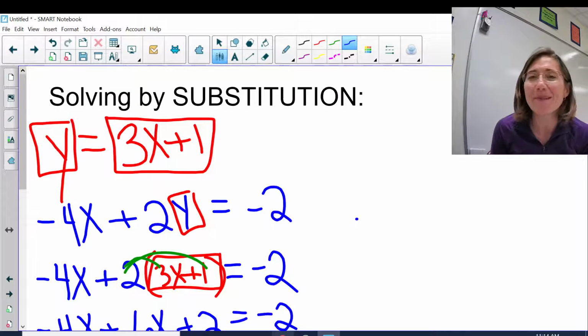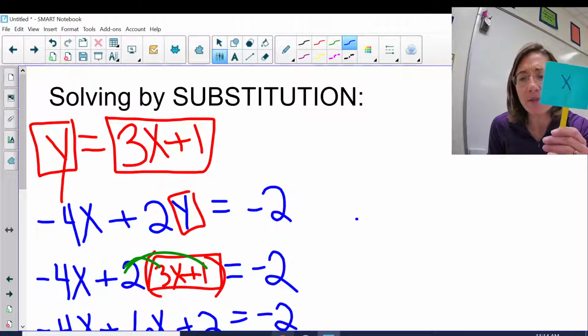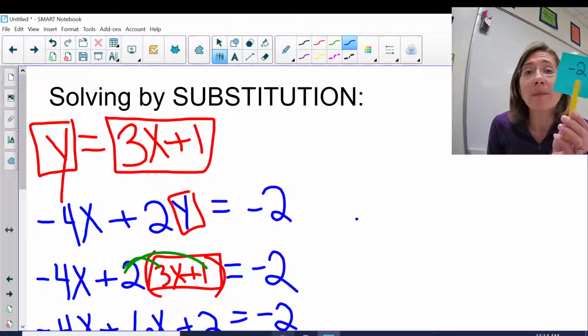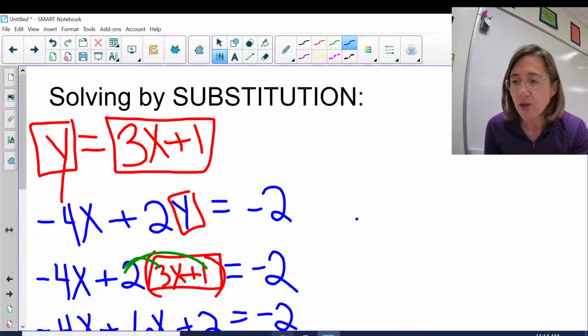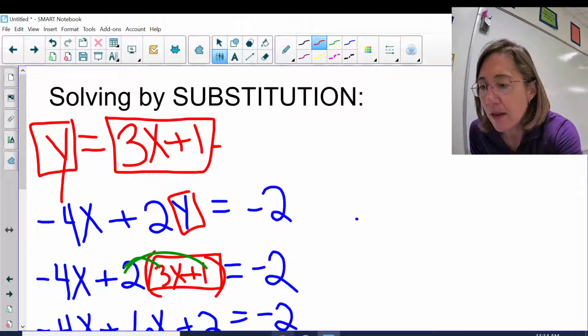So I'm looking at the red line right now where it says y equals 3x plus 2. Whoa, y equals 3x plus 1. And what was x again? What did we just find x equals? X equals -2. Okay, so we're going to be able to substitute again here because we know that x is actually equal to -2.